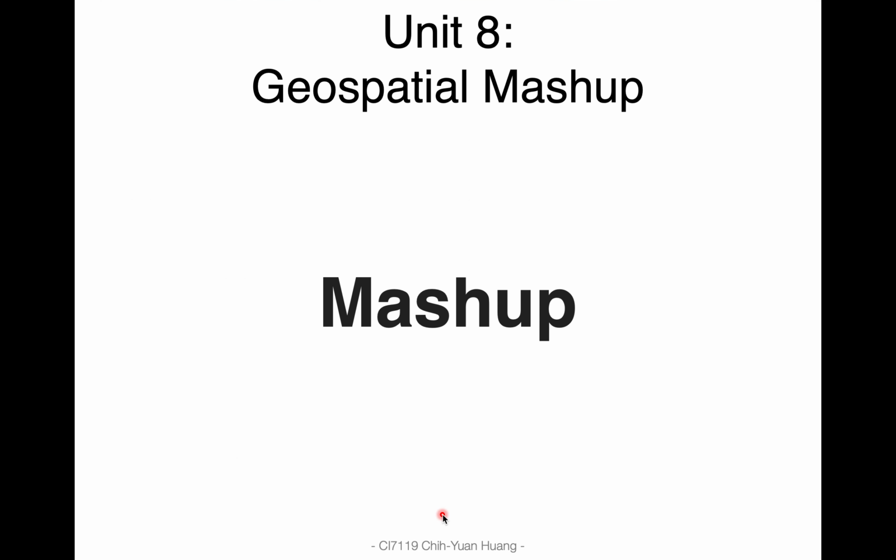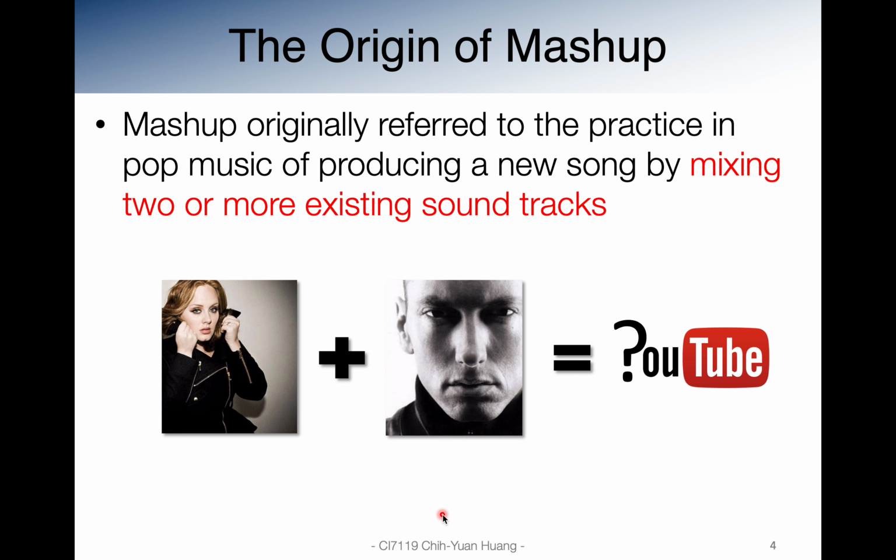So first of all, we will talk about the mashup. The origin of the mashup is actually not from technology or from the geoinformatics field. It's actually from the pop music industry. So the mashup originally referred to the process of producing a new song by mixing two or more existing soundtracks together. For example, we can mix Adele's lyrics with Eminem's tune, and then finally it can become a new song.